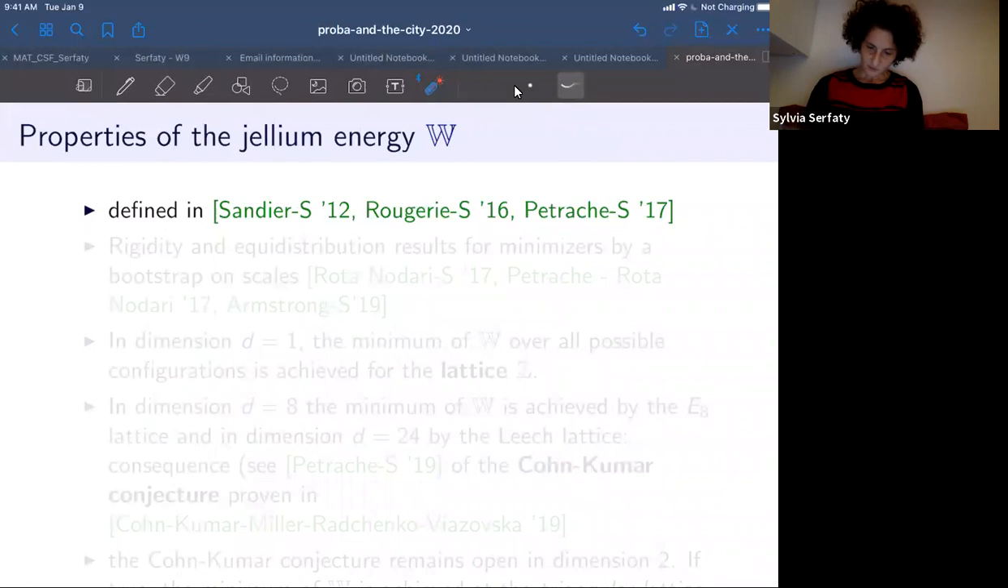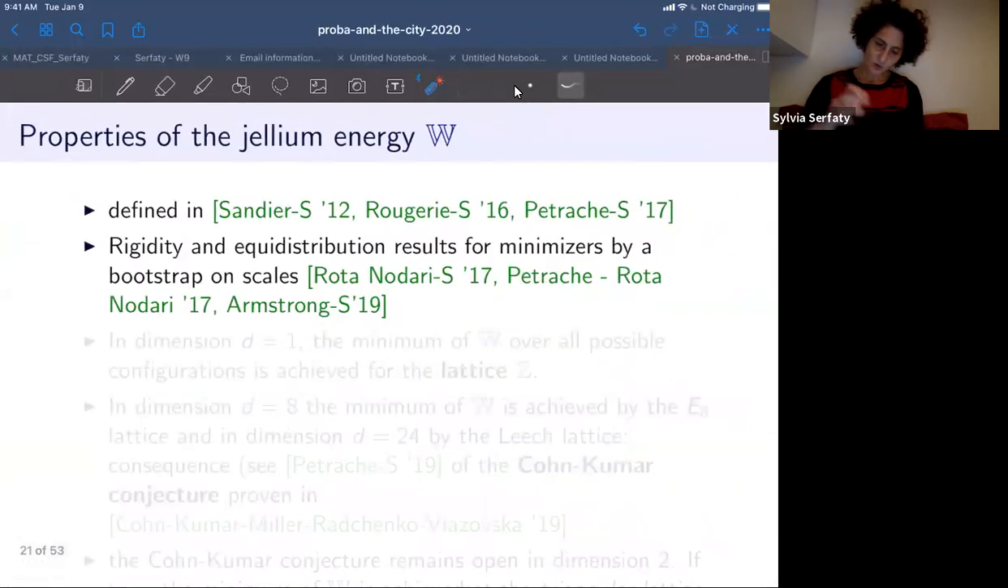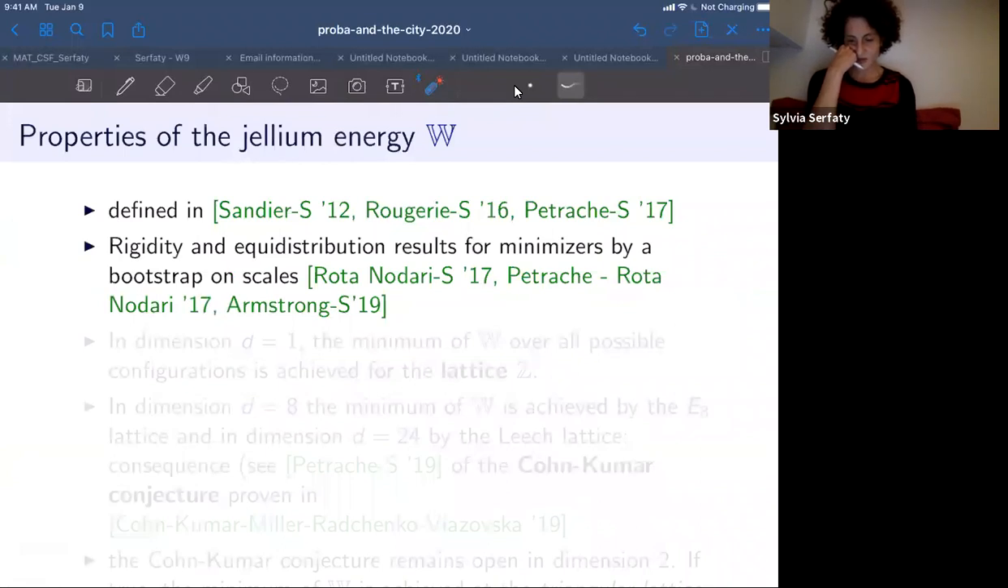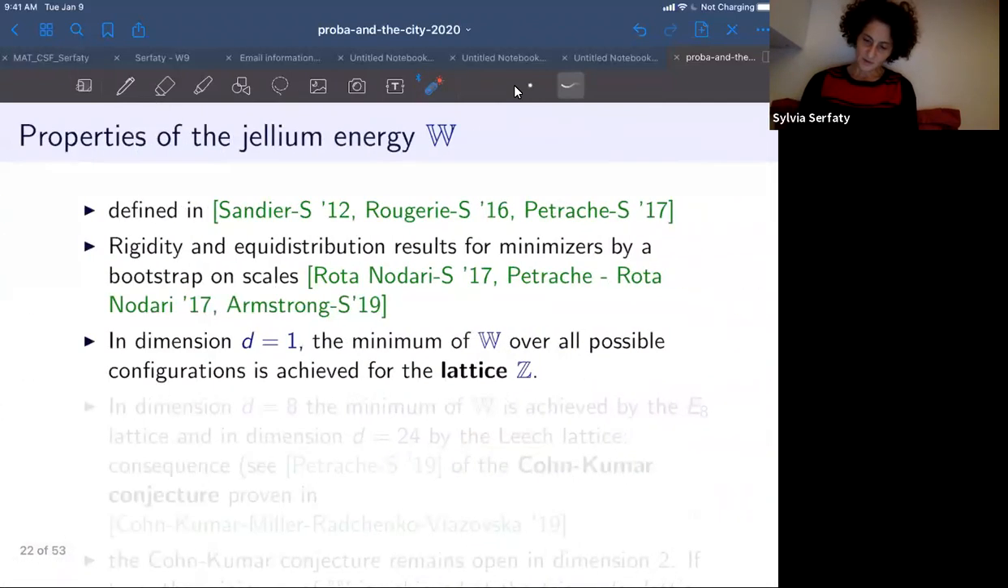Okay, it was introduced in these papers. We can show that, but what's really interesting is: what are the minima of W? How do you minimize this energy? First question. So minimizers look very uniform in some sense. We can quantify this, with some results. And then there's something more precise.